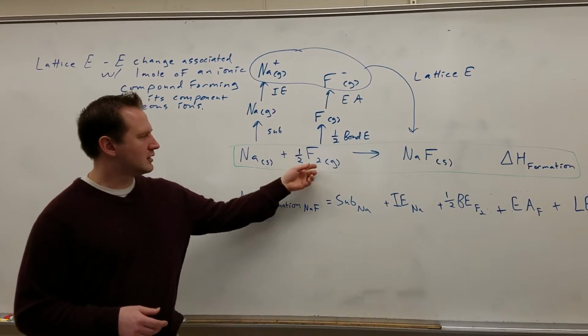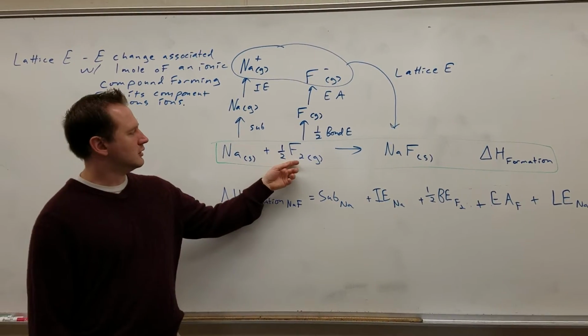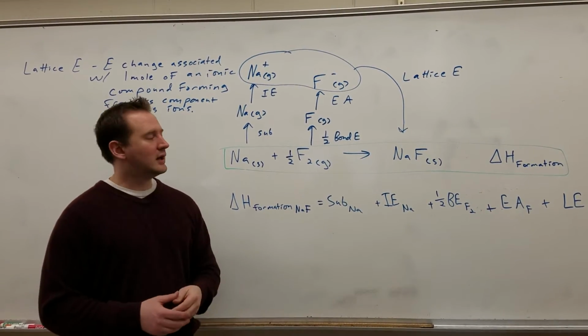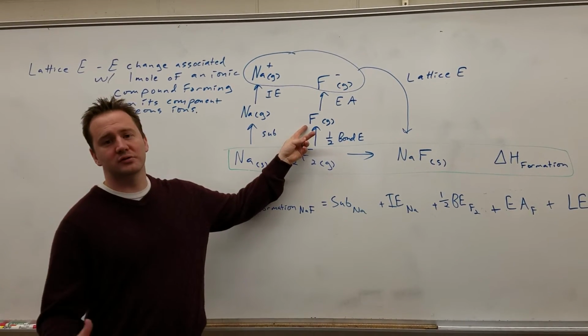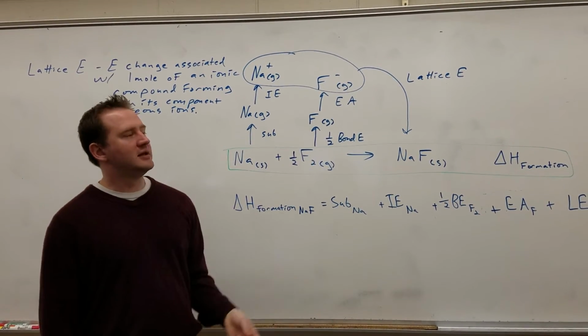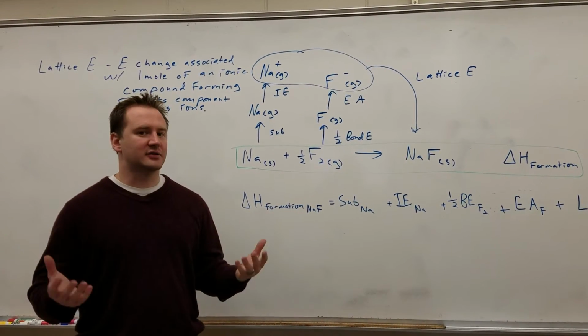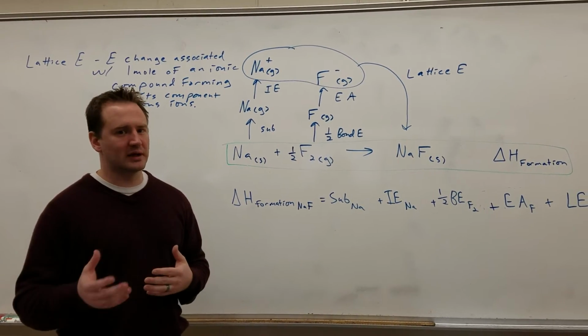Fluorine, since it's a molecule, first has to be turned into atoms. Since you have 1/2 a mole of it, you look up the bond energy for F2 and multiply that by 1/2, and that gets the fluorine molecules to fluorine gas atoms. Then, since it's gaining an electron, the electron affinity has to be added, which is the energy change associated with adding an electron to a gaseous atom.